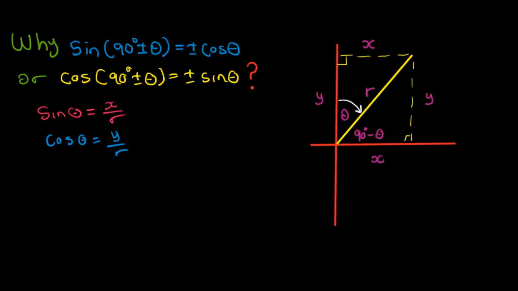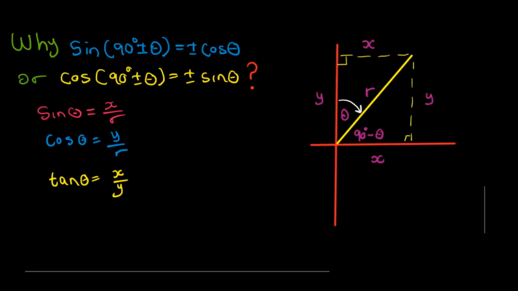Then let's establish tan of theta. Tan of theta is the opposite side, which is x, over the adjacent side, which is y. So it's x over y. Now we've established the sine of theta, the cos of theta, and the tan of theta.